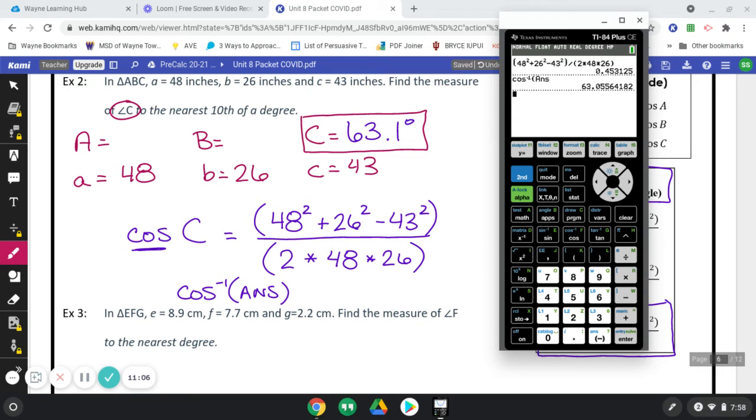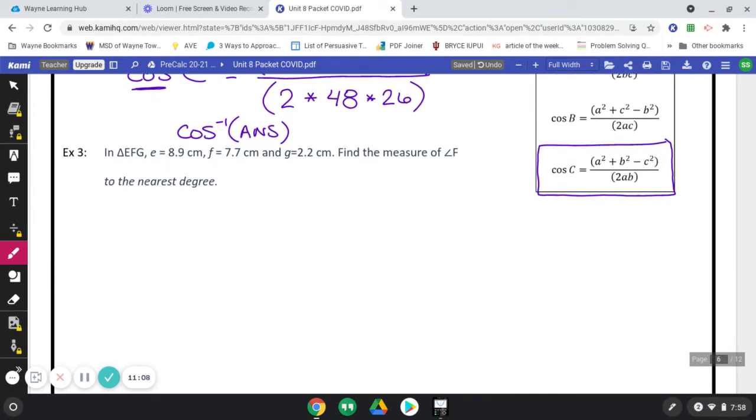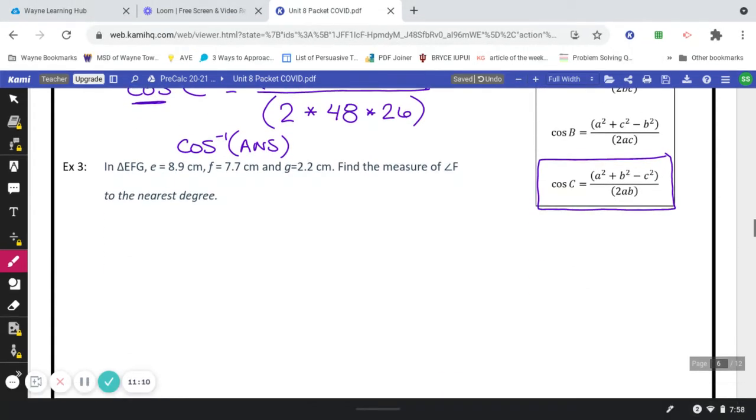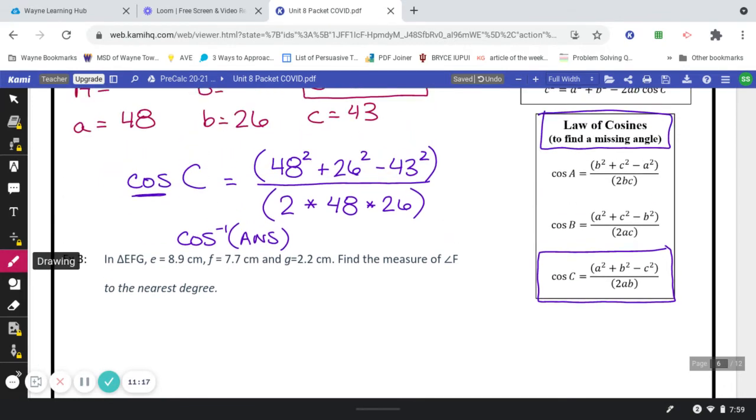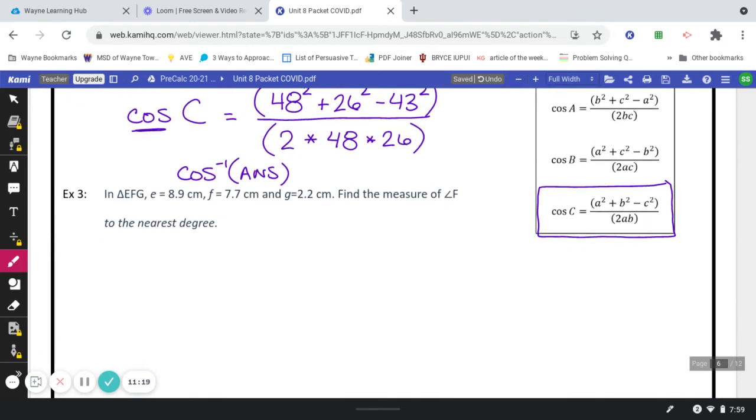All right, for the next one, example 3, they went ahead and changed the letters here. Instead of using A, B, C, they used E, F, G. So we're just going to keep those in the same order as our A, B, and C and just kind of coordinate with each of our formulas. So E, F, and G. Put in the numbers we know.